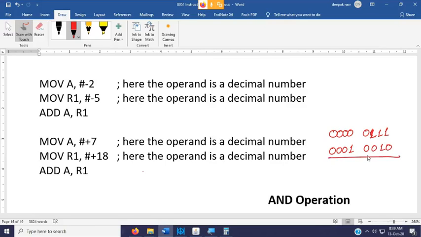If I add these two numbers, there is no carry from D7, it is simple. We can see that this is 1 0 0 1, 1 0 0 0. There is no carry from D6, neither is there any carry from D7. So definitely the overflow is not affected.